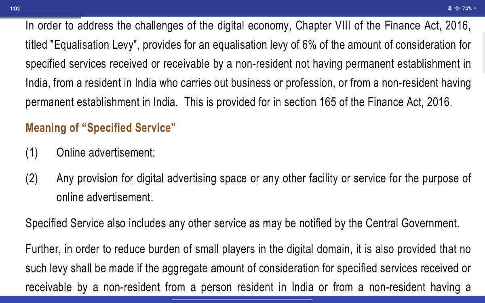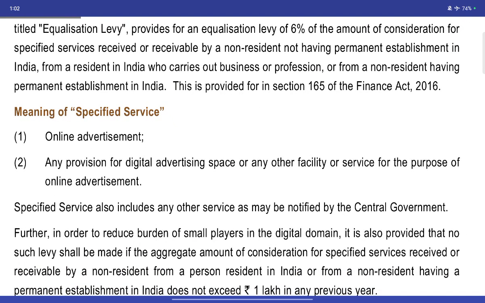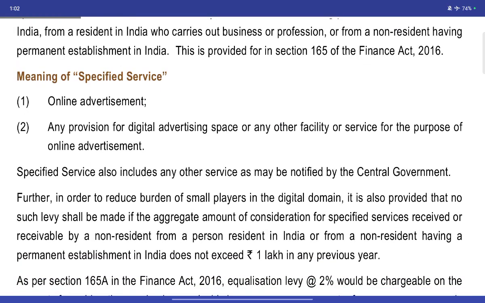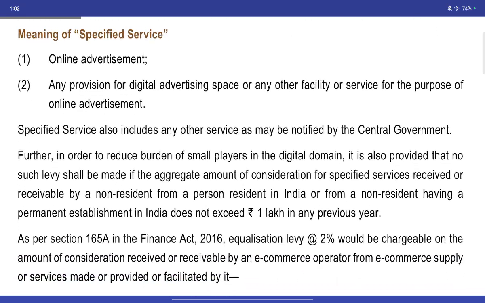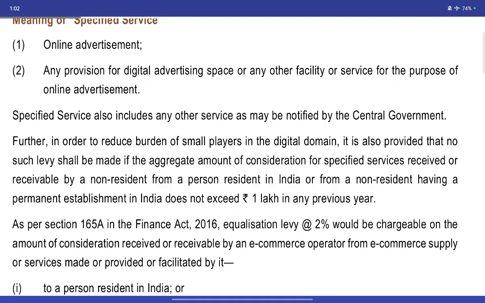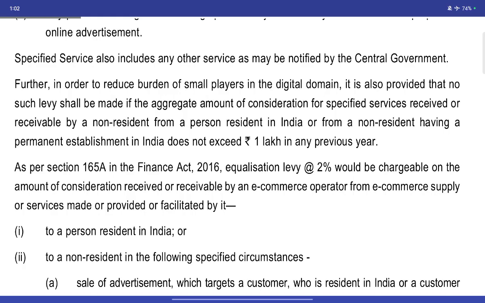This provision is provided under Section 165 of the Finance Act 2016. Meaning and scope of service: online advertisement, or a provision of digital advertisement space or any other facility or services for the purpose of online advertisement. Specified service also includes any other services notified by the central government. Further, in order to reduce the burden on small players in the digital domain, it is also provided that no such levy shall be made if the aggregate amount of consideration for specified service receivable by a non-resident from a person resident in India or from a non-resident having a permanent establishment in India does not exceed 1 lakh in the previous year.